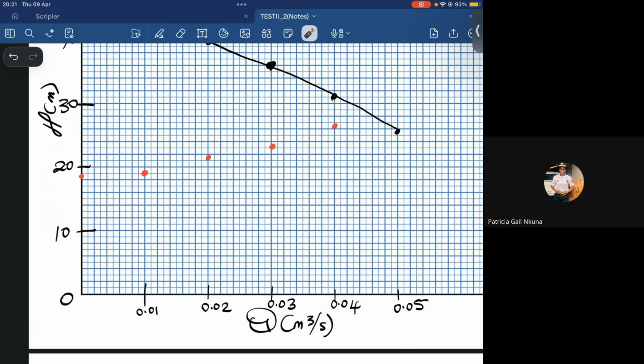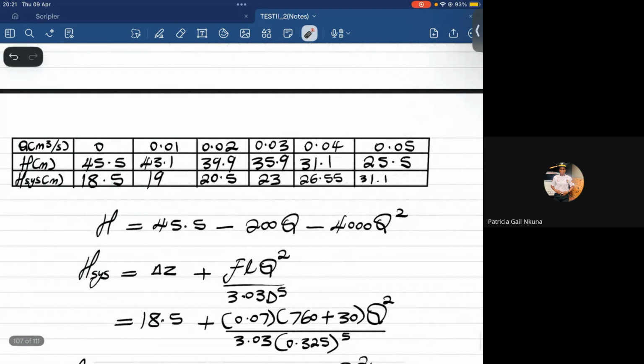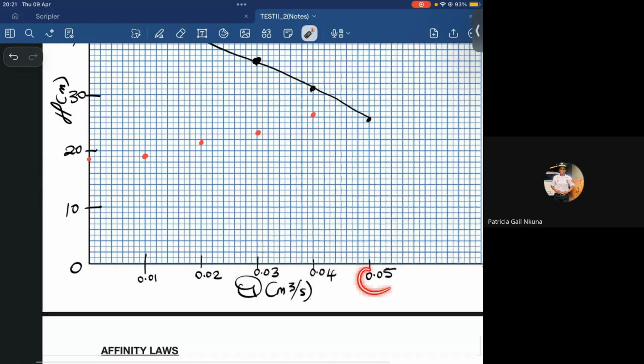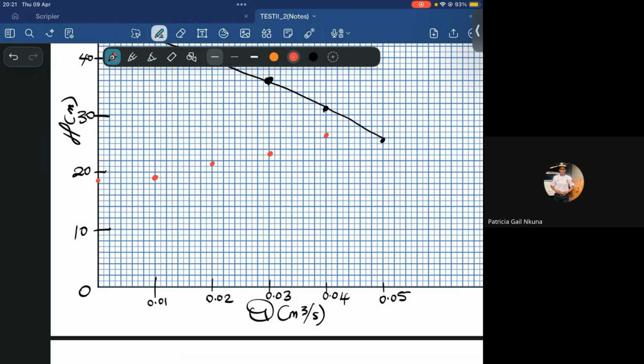Lastly, we'll have 0.05 and 31. So this is 0.05, and 31 is somewhere here. Okay, so now we just have to join these.